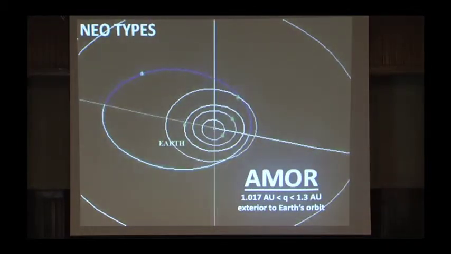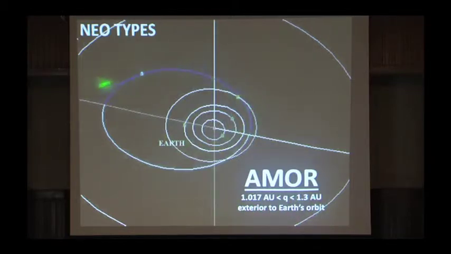There's a few different types of near-Earth objects that I'd like to tell you about. The first is an Amor-type asteroid. An Amor-type asteroid, it's very simple. Here's some technical definitions, but the way you can think of it is that an Amor asteroid's orbit is always exterior to the Earth's orbit.